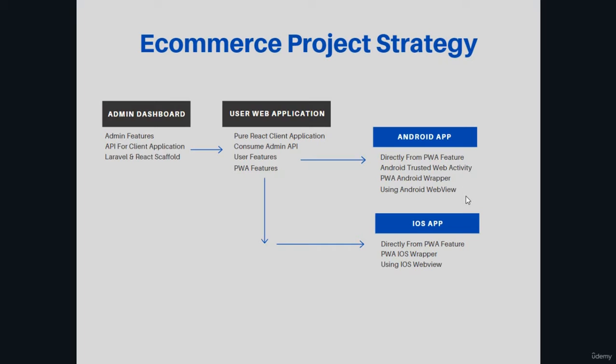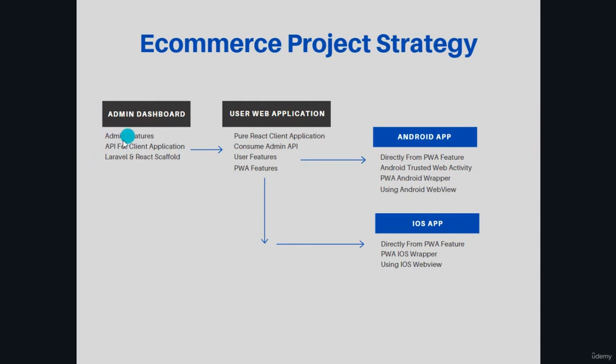As I told you friend, every project will have two parts. One is the client part, another is the admin part, right? That means the server part. So in our server part, that means our admin dashboard, all our admin features will be included in this admin dashboard area, and from the admin dashboard I will create all the APIs for our client application. That means for our front end, okay?